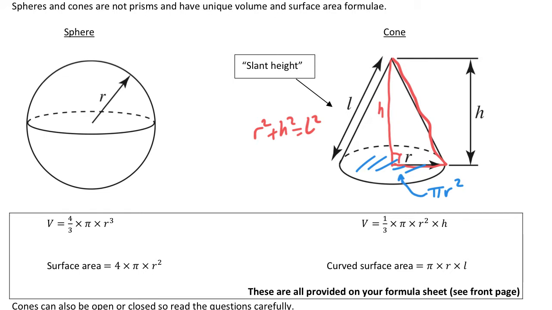And again, cones can be open or closed. An open cone would mean that the base area would not have to be included. A closed one, or a solid one, you would have to include the base area for total surface area.